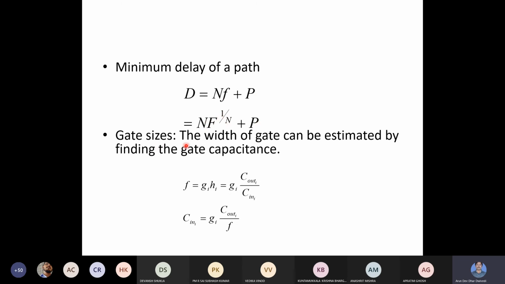Gate size also may be considered. The width of the gate can be estimated by finding the gate capacitance, because f equal to gi hi, and hi is electrical effort, so gi Cout_i by Cin_i. So Cin_i is basically gi Cout_i by f, taking f to the other side. So Cin_i equal to gi Cout_i by f. This is the relation between input capacitance and output capacitance of stage i.